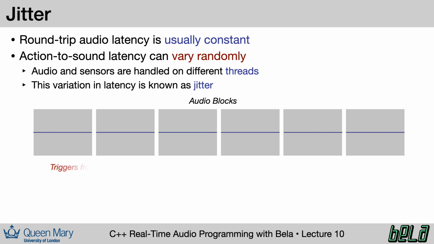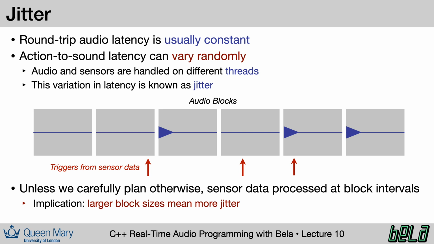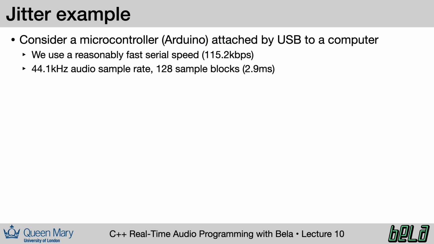If the audio is being processed in blocks, and we have triggers from our sensor data coming in at different times, typically speaking, it's hard for the audio code to reconstruct precisely when that trigger arrived. So what it does in response is it simply generates the response to the trigger at the beginning of the next audio block. As a result, the timing between the trigger and the resulting sound might vary randomly from one event to the next, and this random variation is what's called the jitter. And you may be able to see from this plot why having a larger audio block size could result in more jitter.